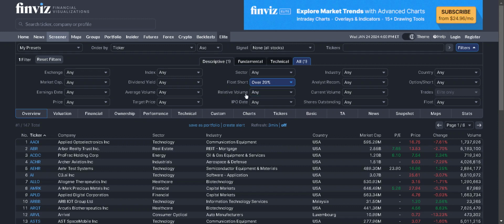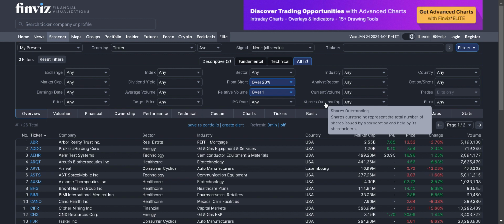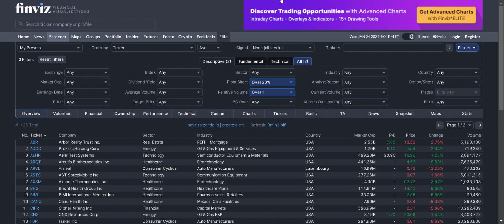You want your relative volume, meaning kind of the volatility, the ratio between the current volume and the 3 month average intraday adjusted. This is going to be over one, so I'm putting this over one. And lastly, let me just go here to shares outstanding. You can see right here, shares outstanding represents the total number of shares issued by a corporation and held by its shareholders. You want to make this be a good over 10 million.